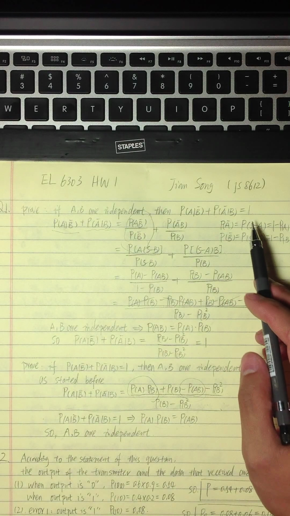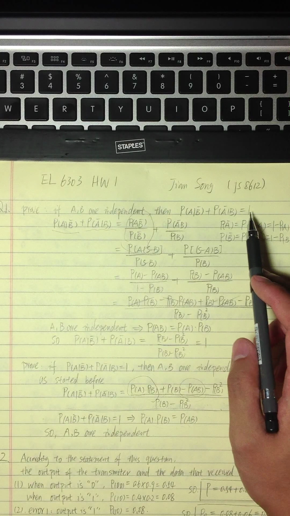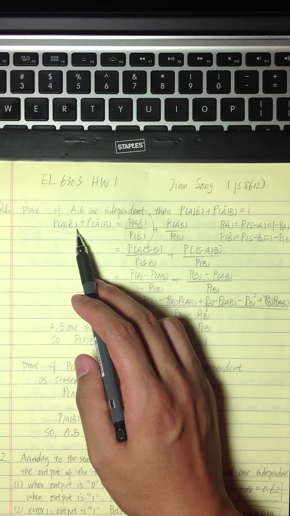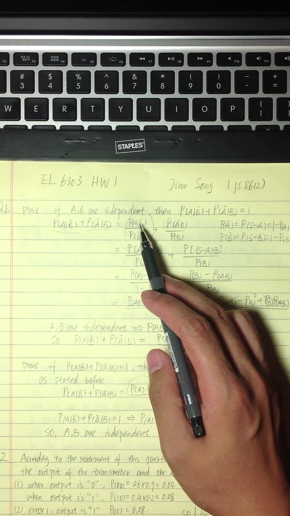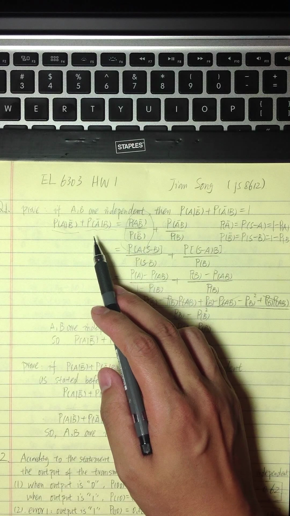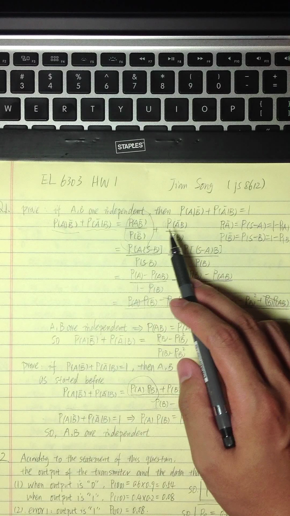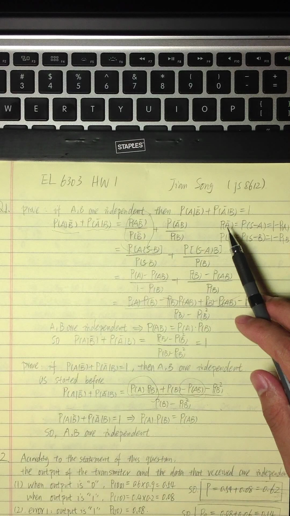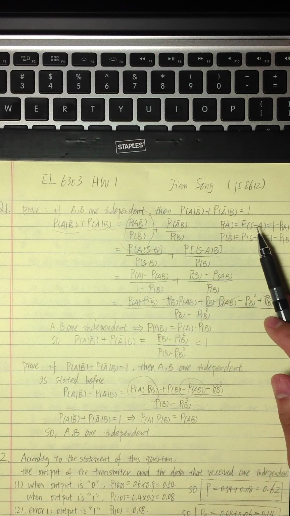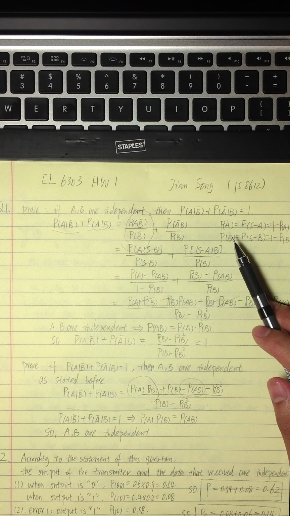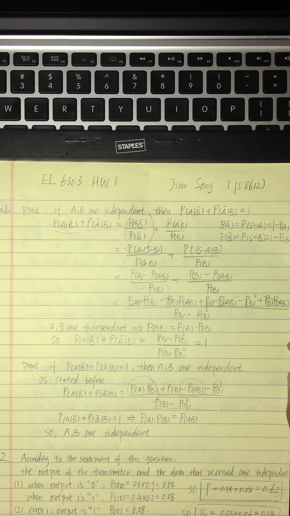To prove this equation, we can rewrite the left side into two fractions. We all know that this conditional probability equals probability A times B naught over probability B naught. And this conditional probability equals probability A naught times B over probability B. We also know that probability A naught equals probability space minus A, which is 1 minus probability A. The same, probability B naught equals 1 minus probability B.